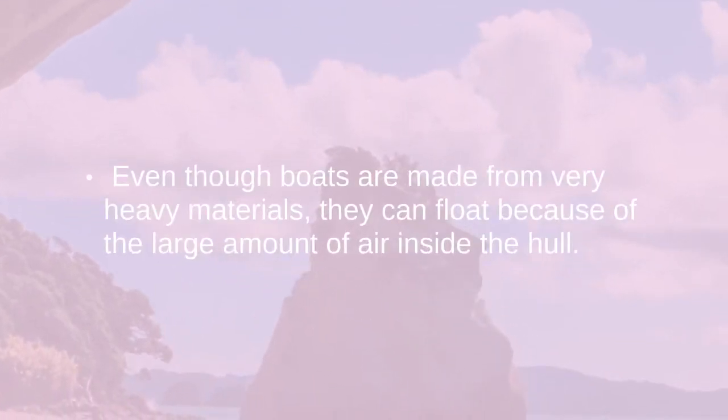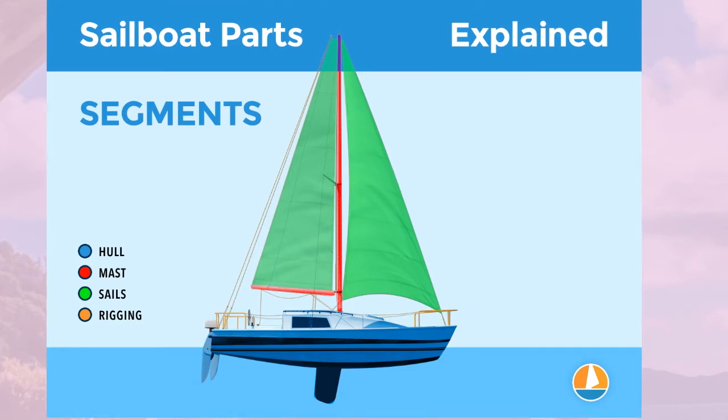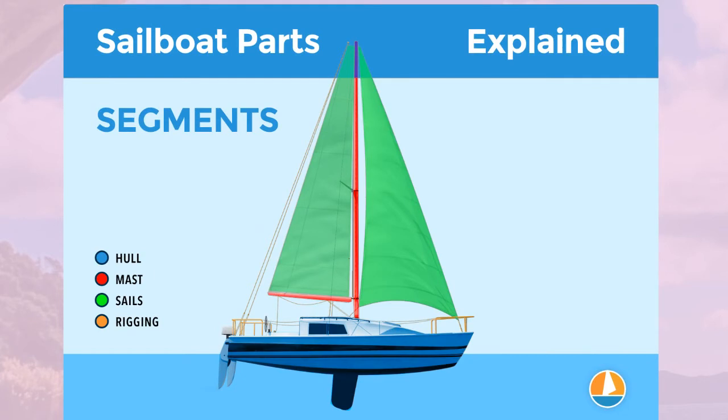Even though boats are made from very heavy materials, they can float because of the large amount of air inside the hull. The hull is the part that's touching the water, the actual boat part that sails on top of the water. This blue part is the hull. The green part is the sail. The red part is the mast. That's not going to help us with whether it sinks or floats. It's the hull. We've got air that's trapped inside of the boat. We have the steering wheel. Everything down here is going to help it float.